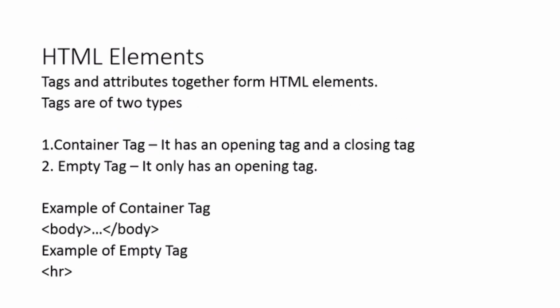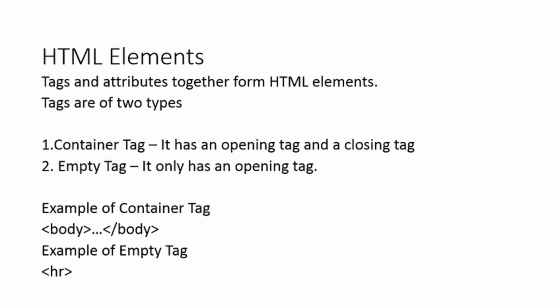Now there is a concept in HTML which is HTML elements. Tags and attributes together form the HTML elements. So there are two types of tags which are available. One is called the container tag and the other one is called the empty tag. How do we differentiate a container tag and an empty tag? A container tag has an opening tag as well as a closing tag.